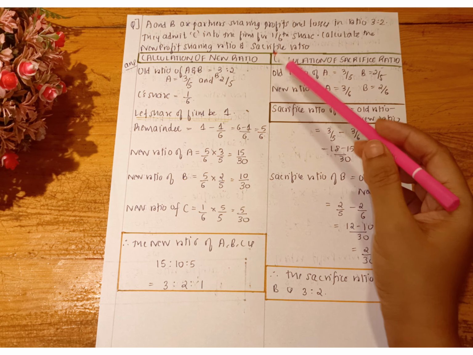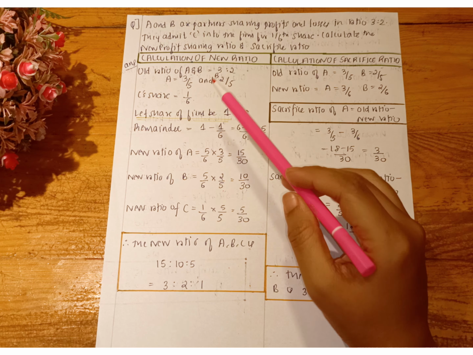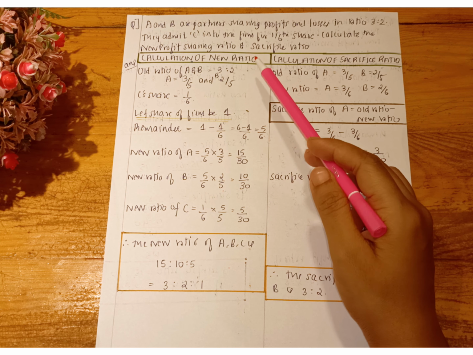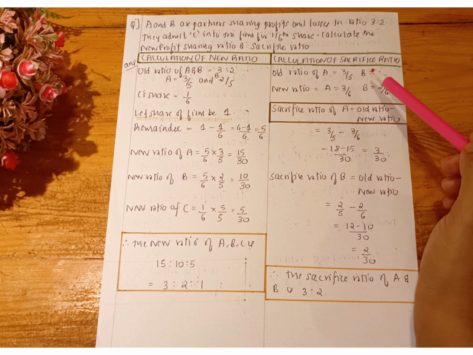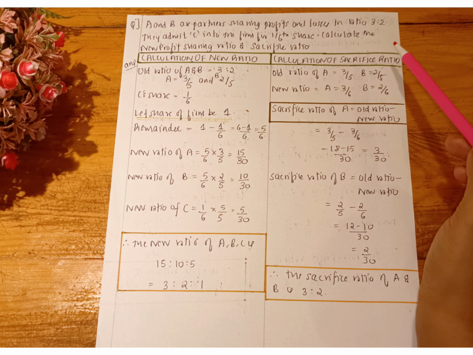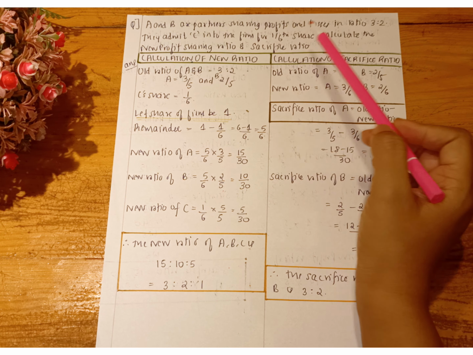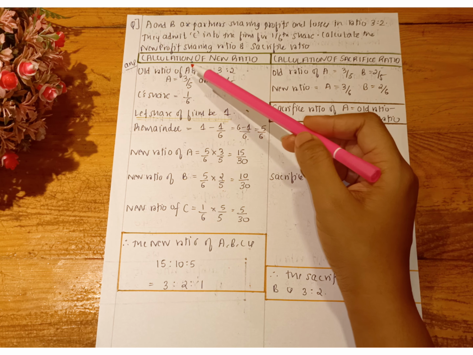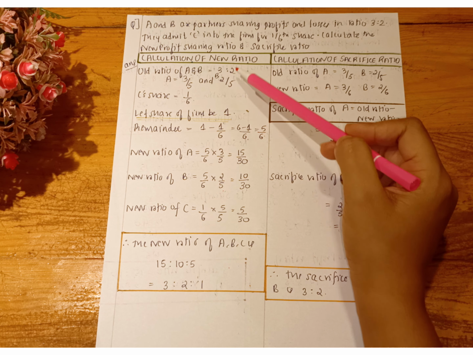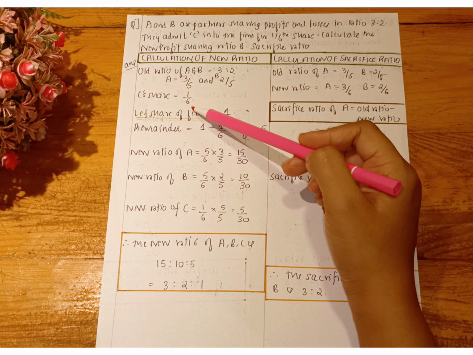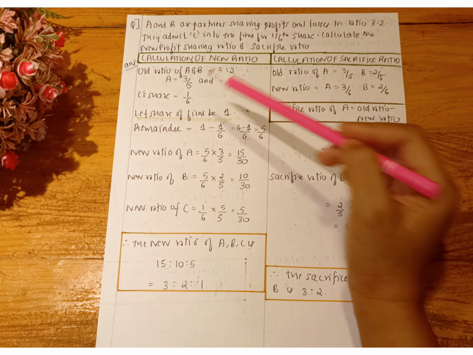Okay. So again I have divided the page into two halves. On the left side I have shown the calculation of new ratio, and on the right hand side I have shown the calculation of sacrificing ratio. Again, as the question says that the old ratio is 3:2, so it is 3/5 for A and 2/5 for B. Similarly, the share at which C is admitted is 1/6.